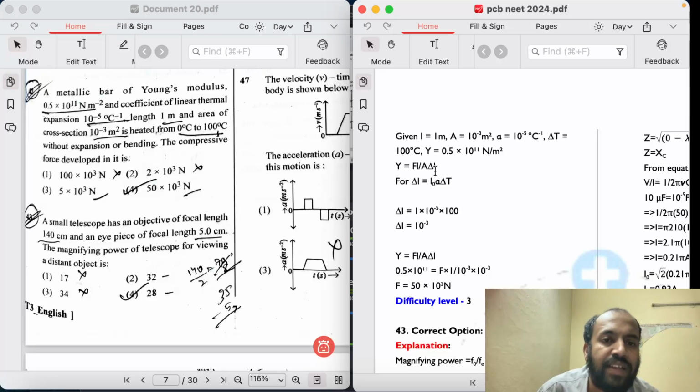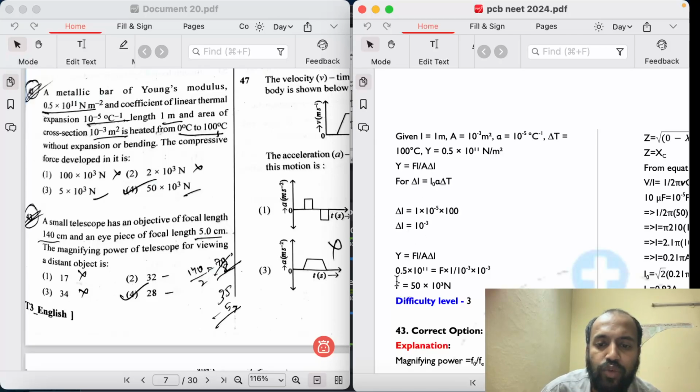Now delta L is the change in length. Now this change in length will be temperature dependent, so we should know the coefficient of linear expansion. So that's why the formula for it is delta L is equal to L naught alpha delta T, where delta T is the change in temperature from 0 to 100, so that's 100. Even if you convert it to Kelvin, it will remain as 100, because change of unit does not change the difference. And alpha is given to be 10 to the power minus 5. You multiply all these, you get delta L is 10 to the power minus 3.